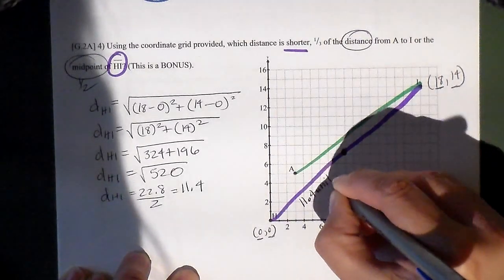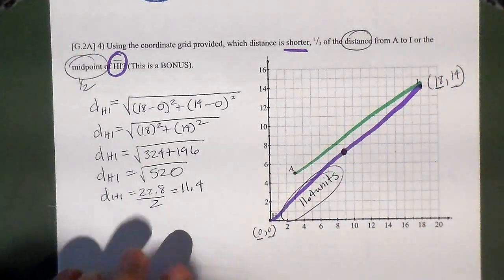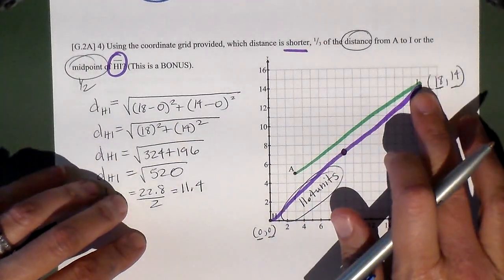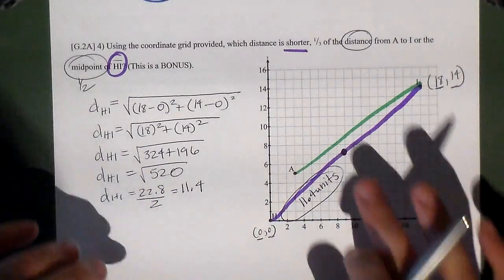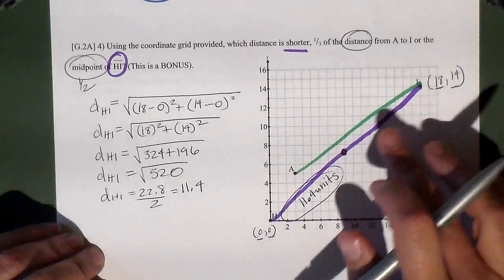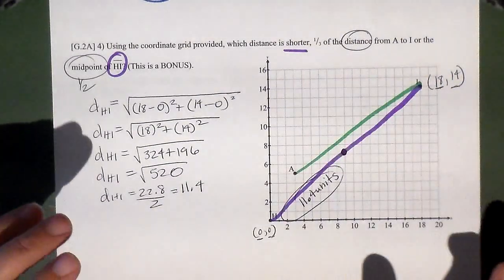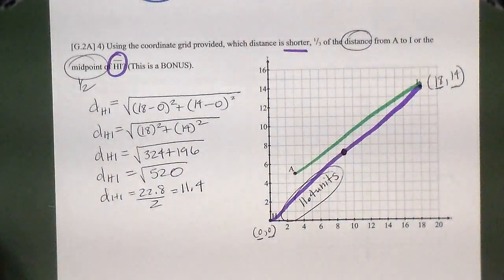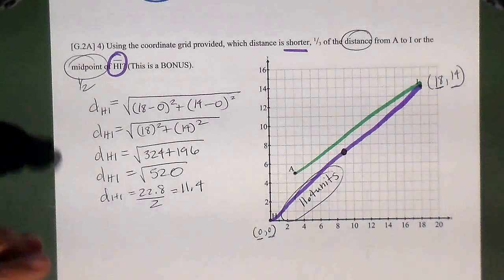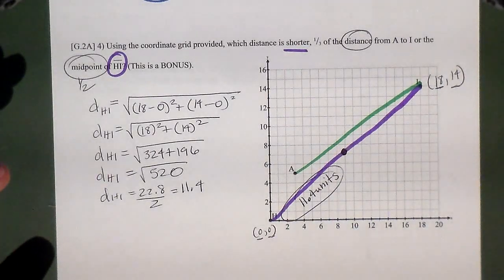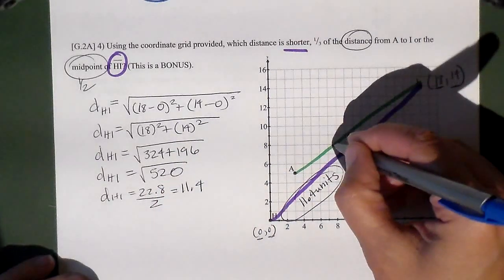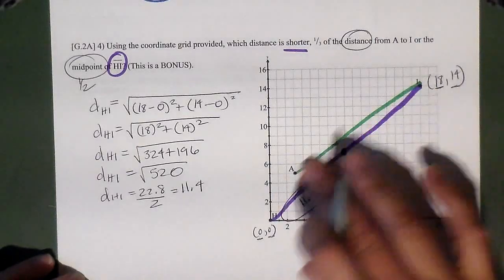Okay, so now I'm going to compare 11.4 units to 1/3 of the way from A to I. So let's find out first of all how long AI is. And again, this is not necessarily fractional distance. I kind of said that at the beginning, but we're really not going to use fractional distance here, because for fractional distance, we actually want coordinates. You don't need coordinates here. We're just comparing lengths. I want to know what's the length of 1/3 of that.